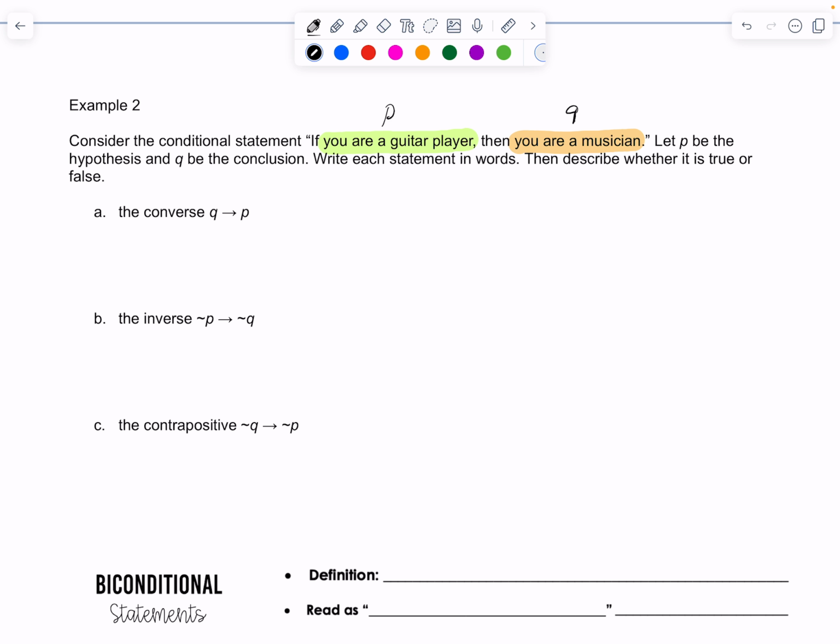Write each statement in words, the converse, the inverse, and the contrapositive, then describe whether it is true or false. For the converse, this first one, you'll notice that they're trading places. So I'm going to write, if you are a musician, then you are a guitar player.